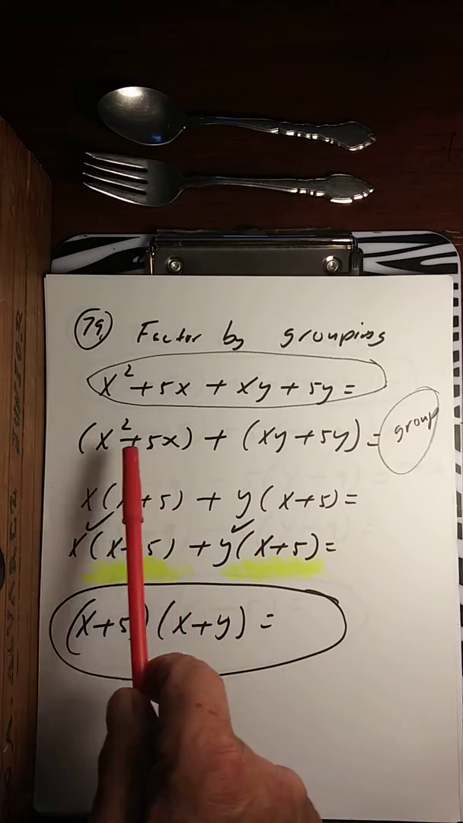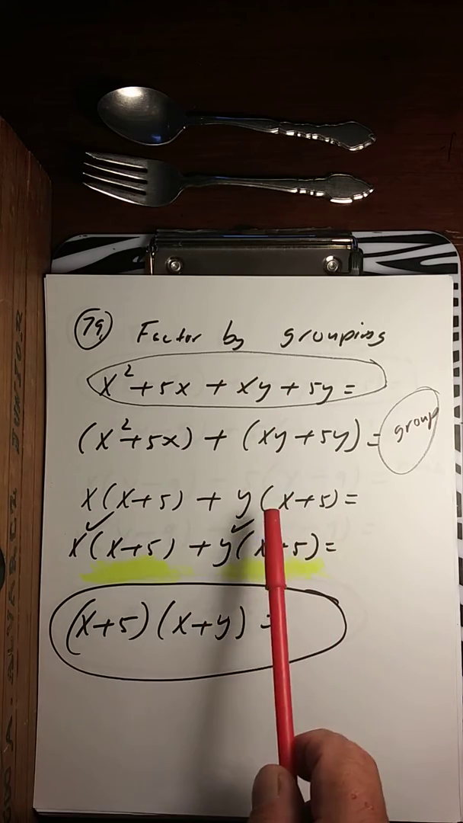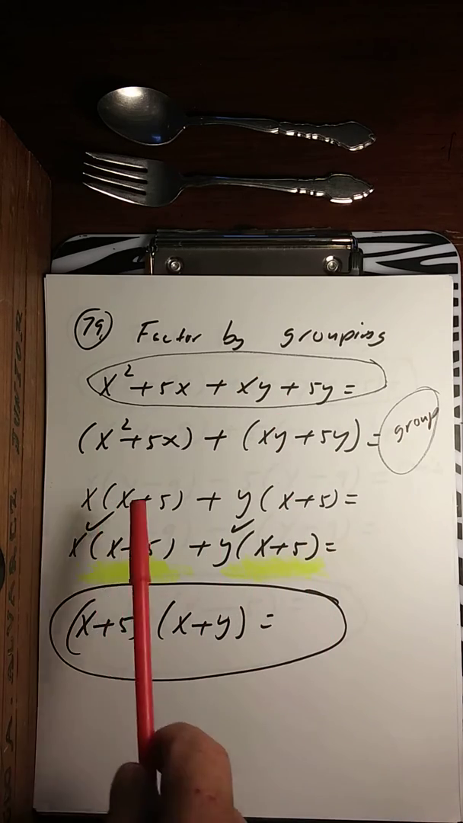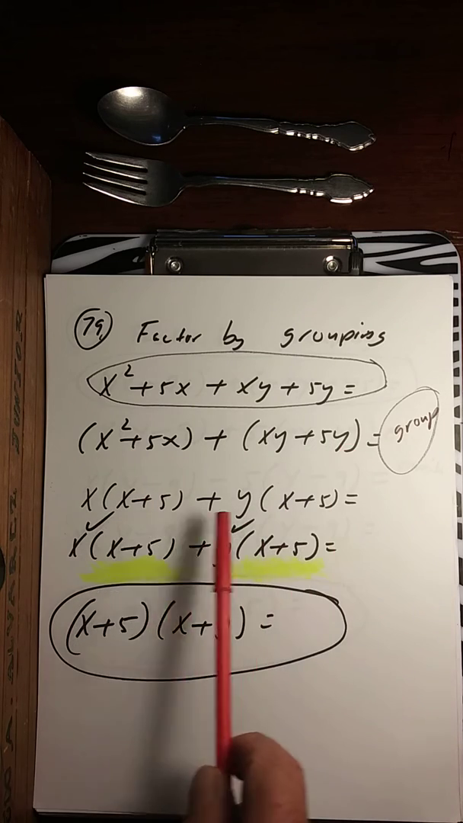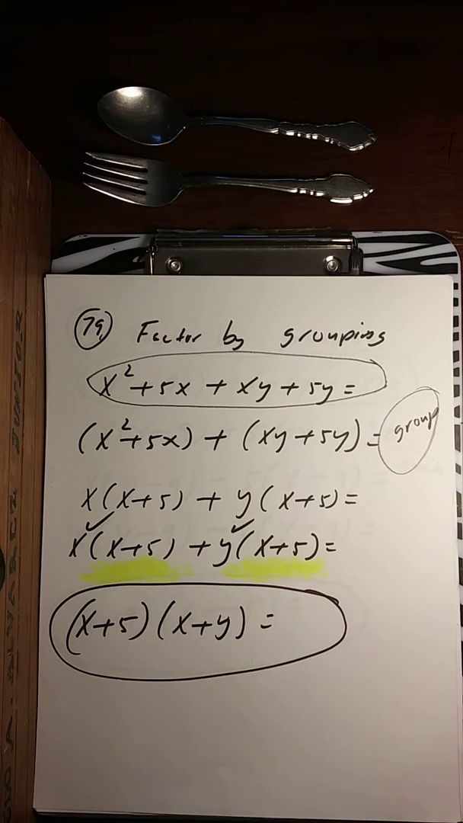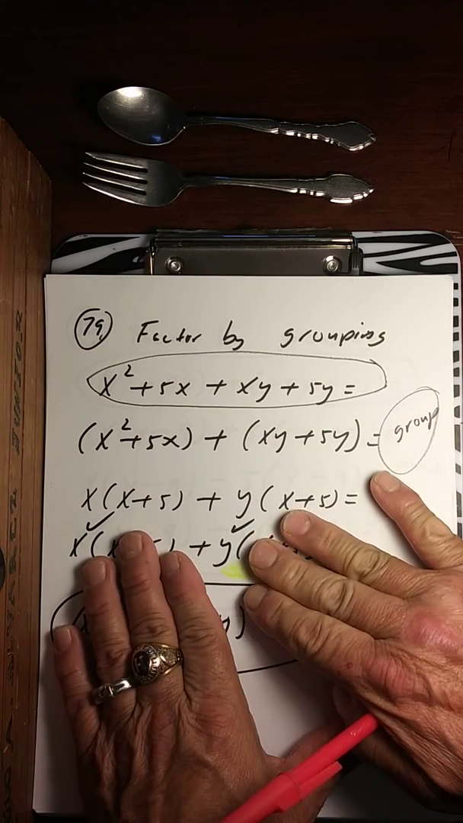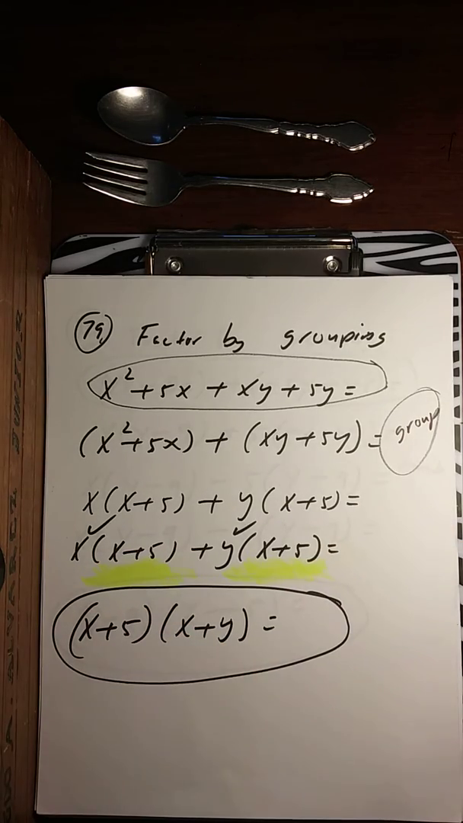Factor by grouping. Group the first two, group the second two, put a plus sign in the middle. Then factor out the y, factor out the x. So x times x plus 5, y times x plus 5. So now x plus 5 are matching. You see them right there. x plus 5 matches. Take this one out. What's left over is x plus y. So x plus 5 times x plus y.